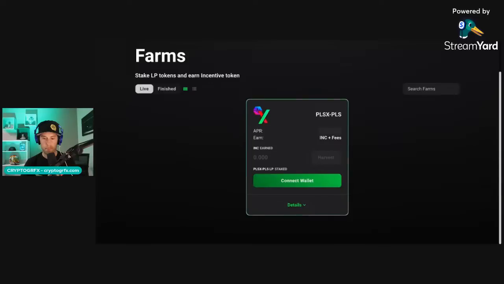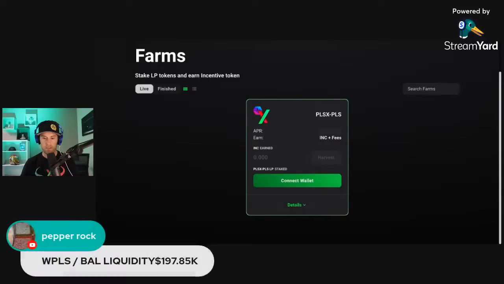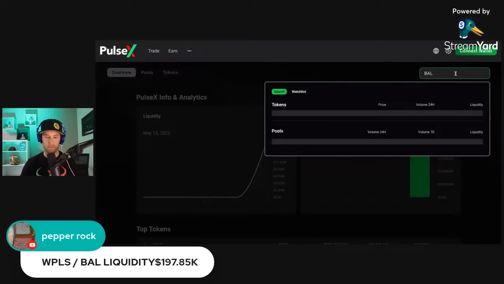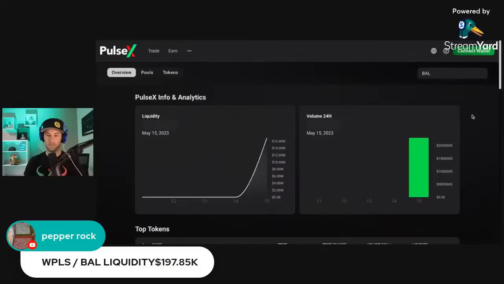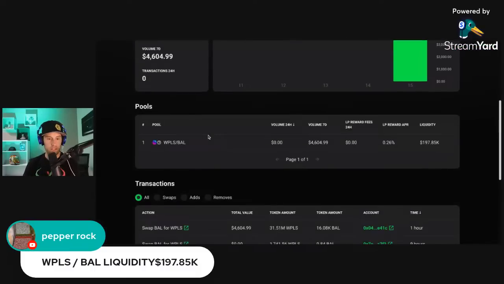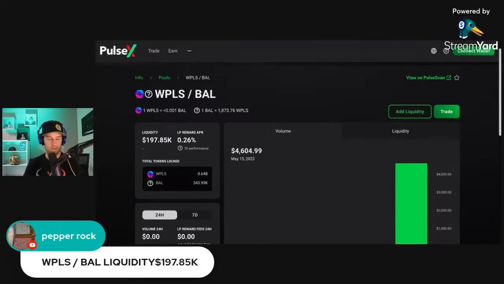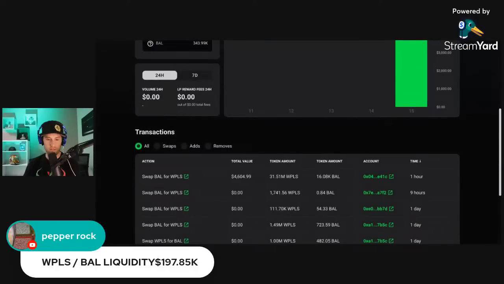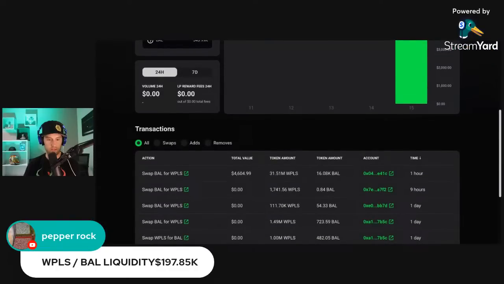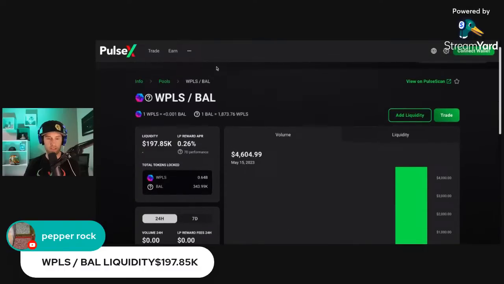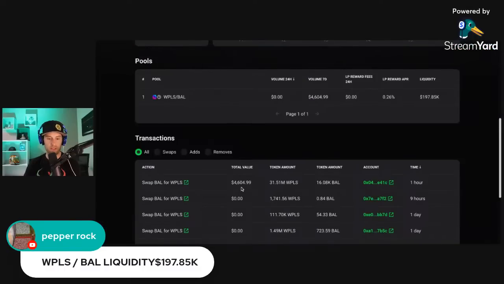Let's see here. Balancer? I don't know. Hold on here. Okay, we'll go check this out. Balancer. Liquidity. Interesting. Well, this is weird. No, this doesn't make sense. Something's strange here, guys. This doesn't make sense. Don't go swap anything for Balancer. Something's not adding up here.